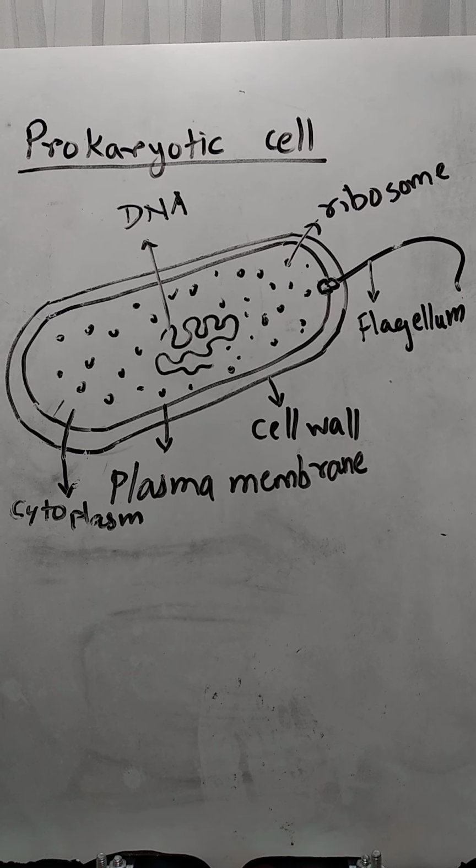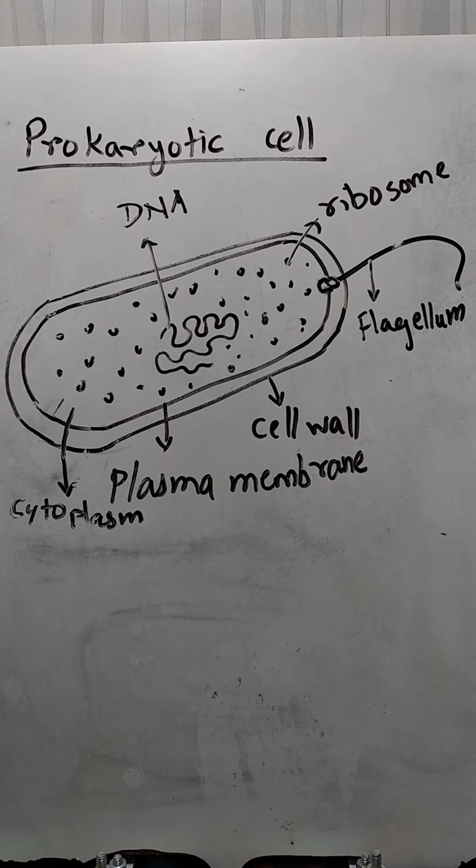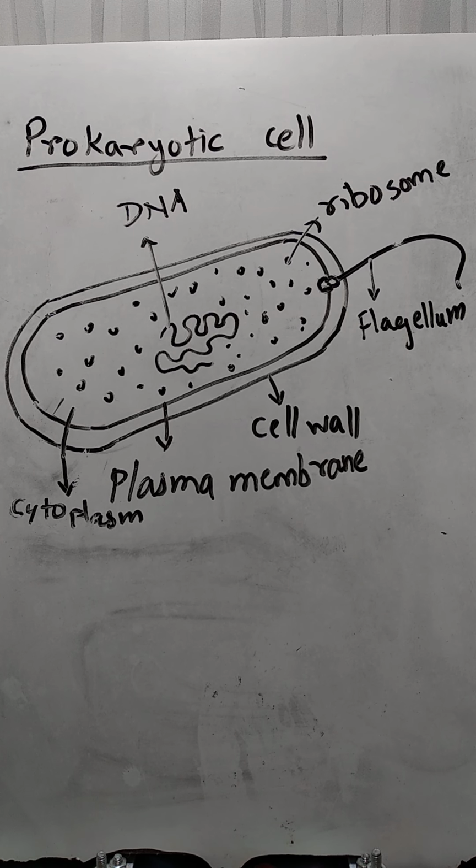Everyone, this is for class 8. We are continuing with the chapter, cell structure and function. In the last part, we have seen the basic difference between prokaryotic and eukaryotic cells. Let's see how a prokaryotic cell looks first.